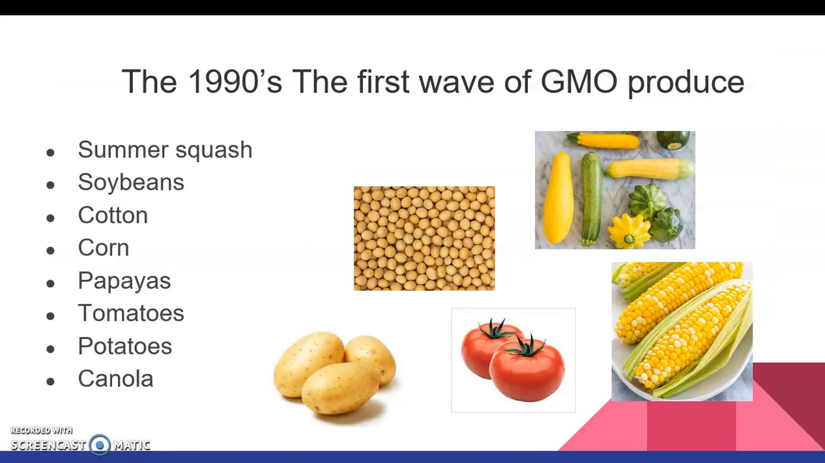Shown here are some crops that were released to consumers in 1990 that were genetically modified. As seen here, you could see the summer squash, the soybean, corn, tomatoes, and potatoes. Other products not shown in this slide are cotton, papaya, and canola, all GMO products.